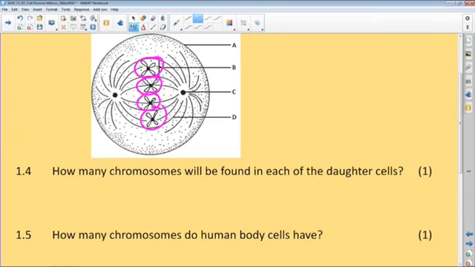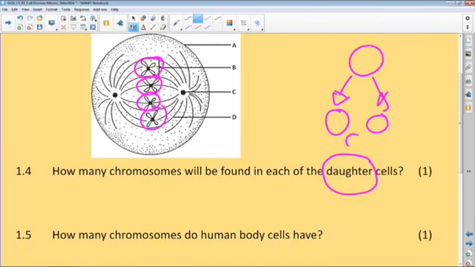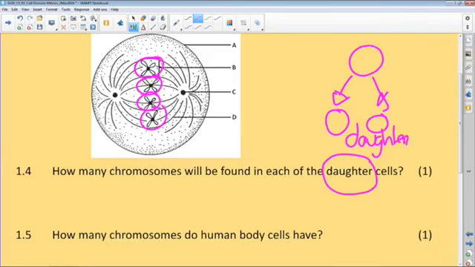There are 4. Now the word here that was the trigger is daughter cell. When I have a cell at the end of mitosis, I have 2 cells, and I call them daughter cells. Why daughter? Because a daughter is not yet mature, it's a younger version. So how many chromosomes will be found in each of the daughter cells? In other words, how many sweets did you have? I had 4 sweets. How many did you have? And the answer would then be 4.